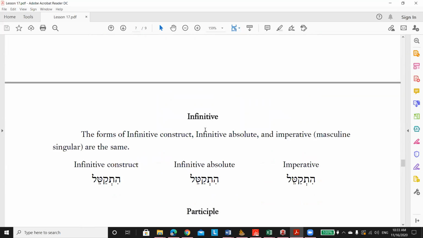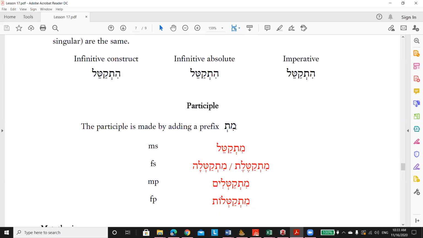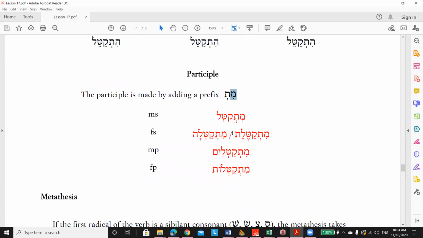And also, when we speak about the infinitive, three forms are the same: infinitive construct, infinitive absolute, and imperative. But infinitive construct and absolute do not occur very often. It's very, very rare. And the participle, again, do you see the distinctive feature is the prefix mit, and it is almost impossible to confuse this one with any other.